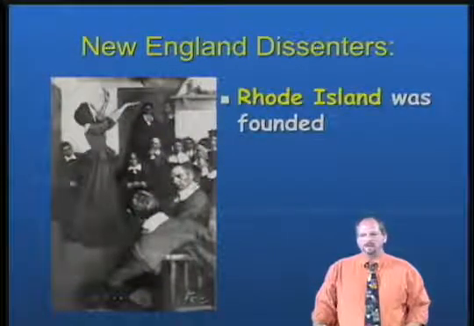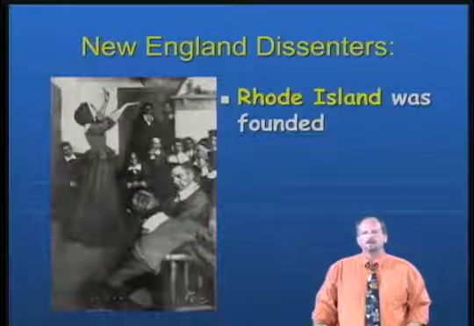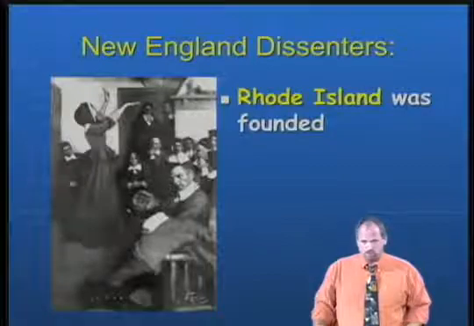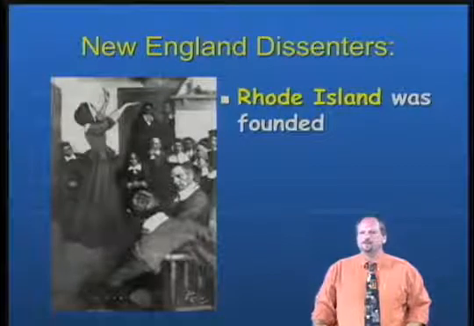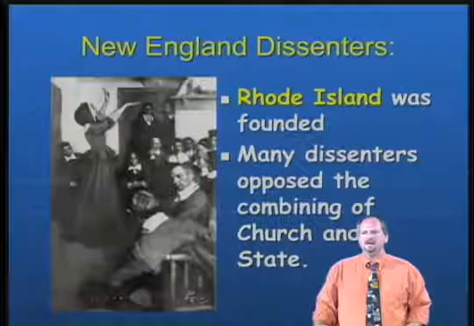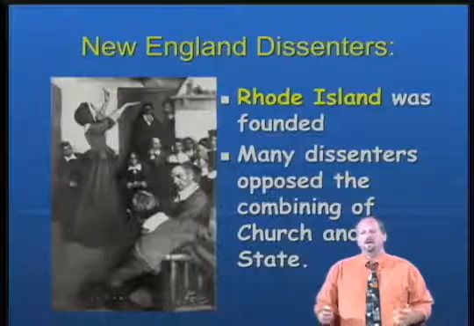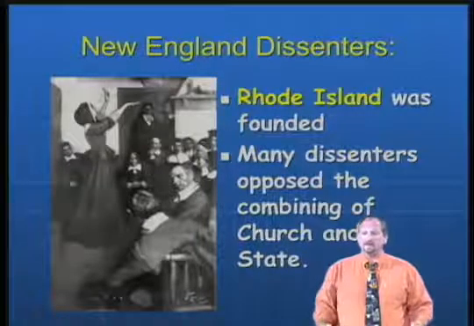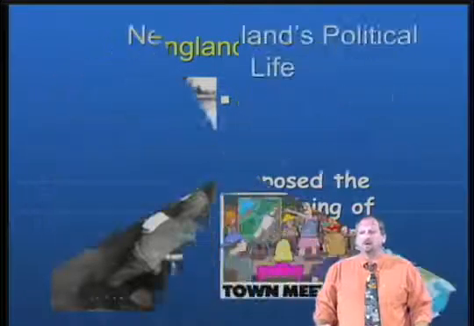Rhode Island was founded by dissenters, those who wanted separation of church and state, who did not think that the church should be the dominant role in the government. Many dissenters opposed this combining of the church and the government and felt there was a better way.